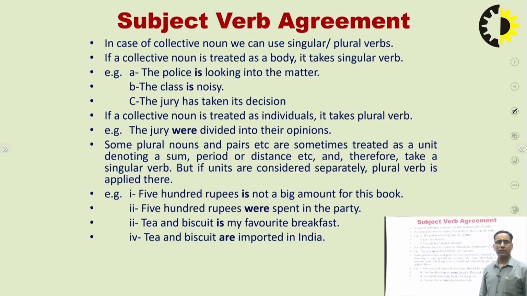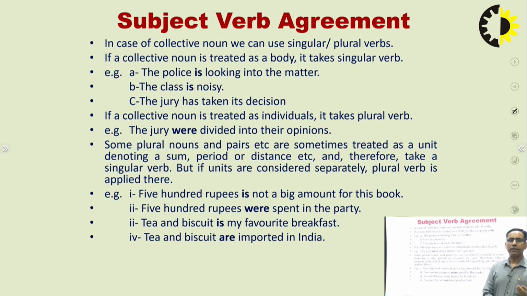Now another thing: whenever we add two subjects with "and," they generally become plural, like "Ram and Shyam are going to college," "Ram and his brother are playing in the playground." But whenever they make a unit, they are again treated as singular. For example, "Tea and biscuit is my favorite breakfast." Tea and biscuit, that is a breakfast unit. We are not taking tea and biscuit separately. We are taking them all together as a breakfast.